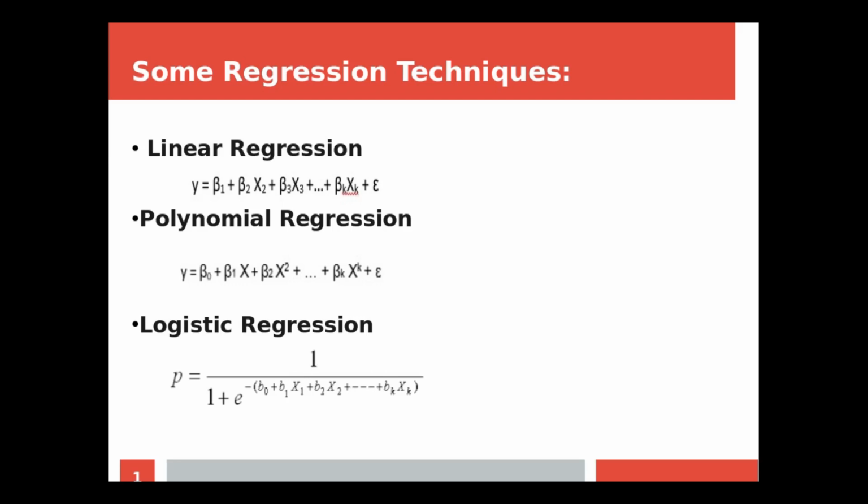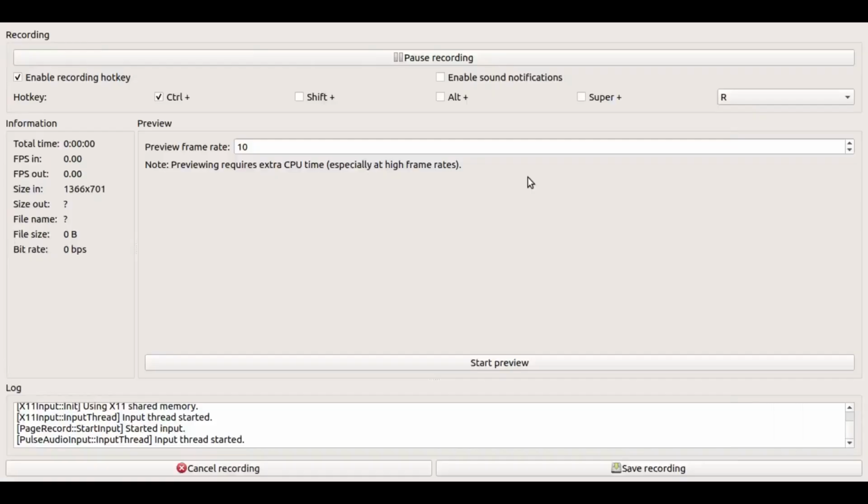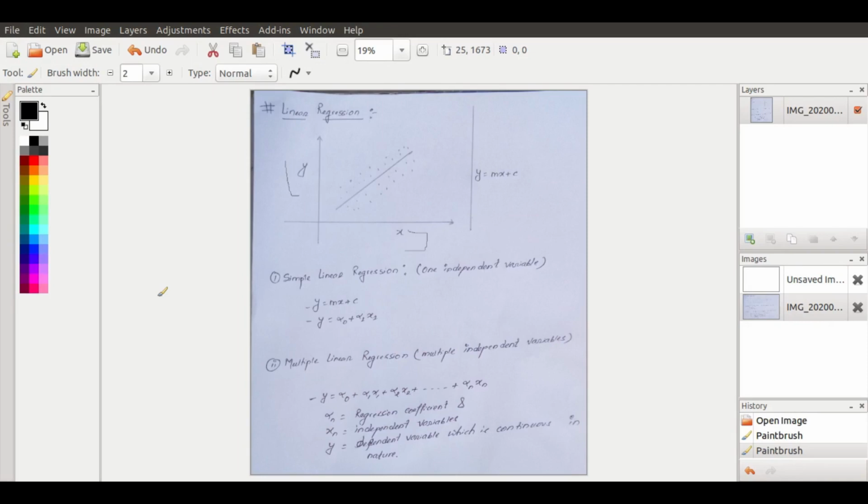Logistic regression is an important and special type of regression, with an equation like y equals 1 by 1 plus e to the power minus b naught plus b1 x1 plus b2 x2 plus dot dot. In this session, we will only discuss the linear regression technique. Here, x is the independent variable and y is the dependent variable. By using linear regression, we can find y using x. This is a simple linear regression equation: y equals mx plus c.